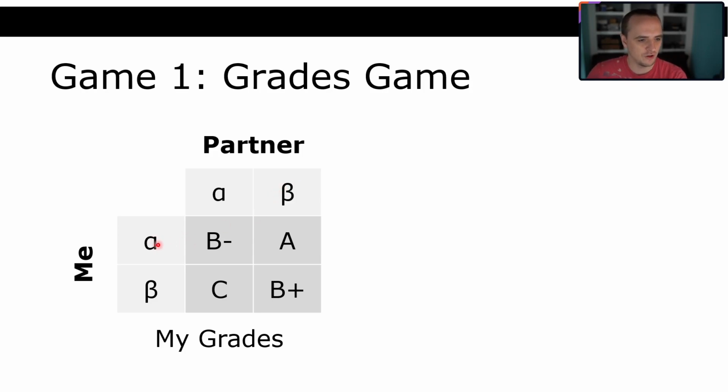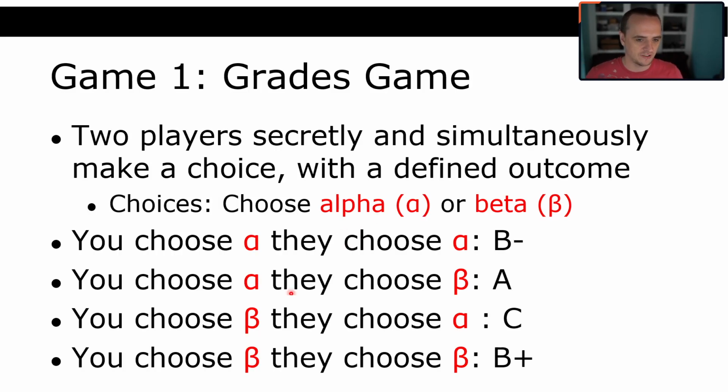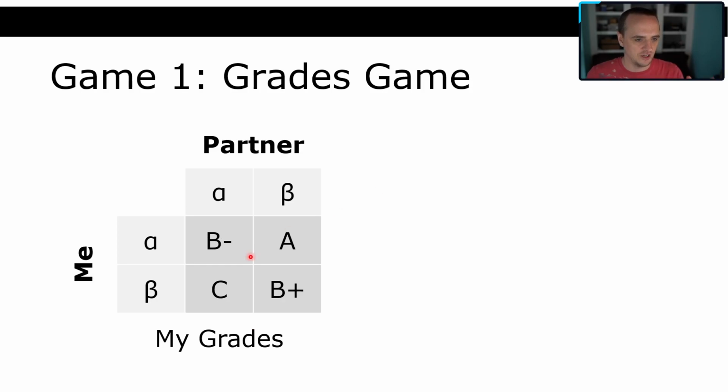So if I choose alpha and they choose alpha, I get a B-. If they choose beta and I choose alpha, I get an A. If I choose beta and they choose alpha, I get a C. If I choose beta and they choose beta, I get a B+. So that is another way of writing that down in a more compact, tabular, easy to digest form, right? It's the exact same outcomes as before, but in tabular form, which makes it easier for us to write.